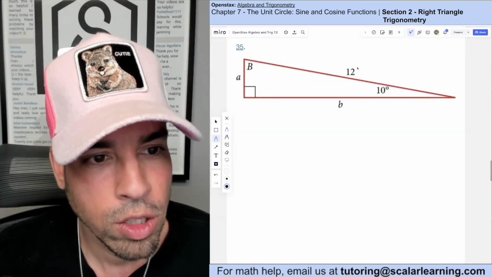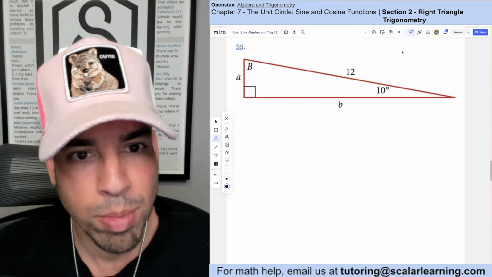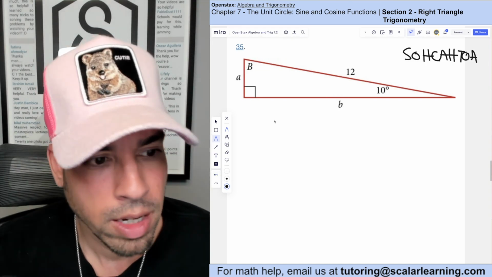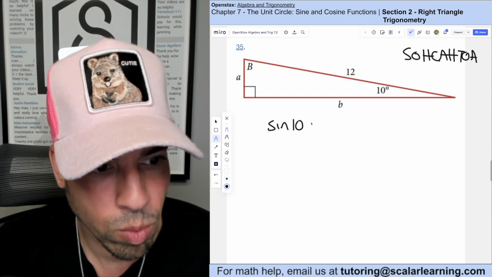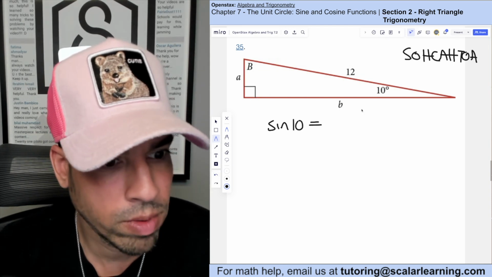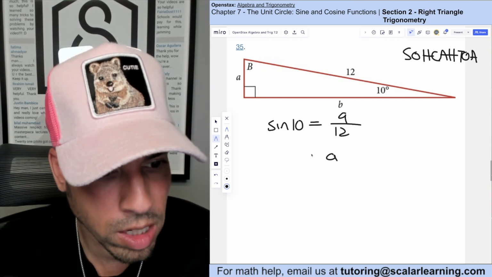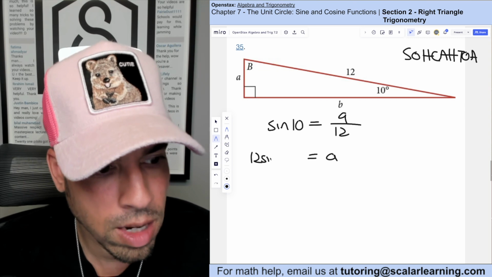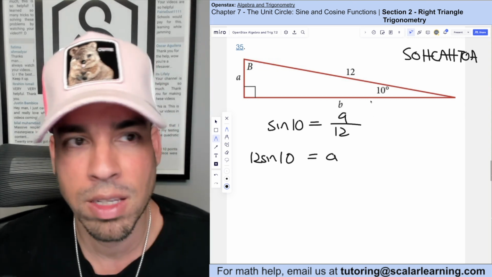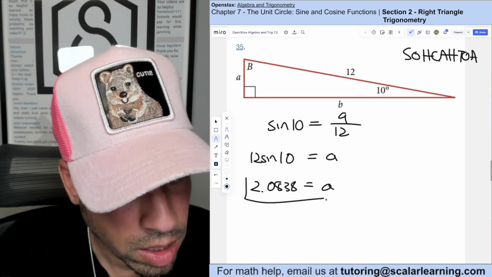Done. So for this one, we have the hypotenuse, and now we need to solve for A and B. So again, I'm going to put up SOHCAHTOA, and I'm going to start by taking sine of 10 degrees. And what does sine equal? Sine equals opposite over hypotenuse. So we've got A over 12. Now to solve for A, I'm going to multiply both sides by 12. And now to get the approximation, we're going to plug it into the calculator. So here we get 2.0838, and that's our value for A.